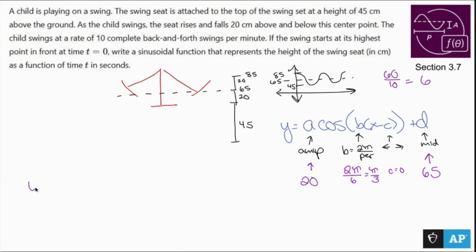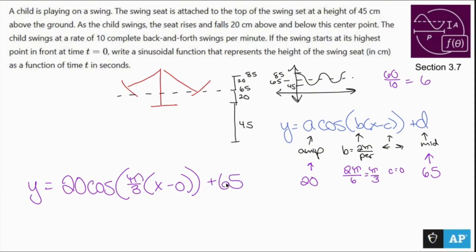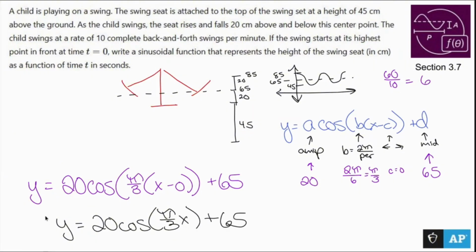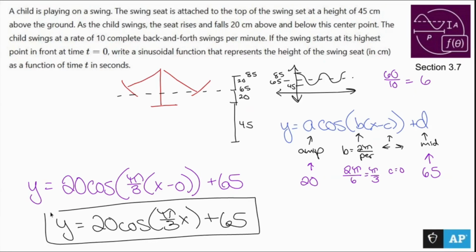So putting this all together, I have an equation of y equals 20 cosine, pi over 3 parentheses x minus 0, close parentheses, plus 65. Of course, I'm going to wrap this up by getting rid of that minus 0 and that inner parentheses and say y equals 20 cosine pi over 3 x plus 65. And that is your guy.